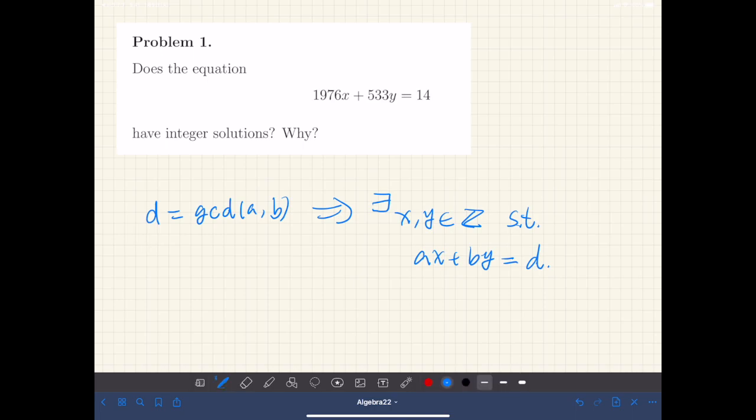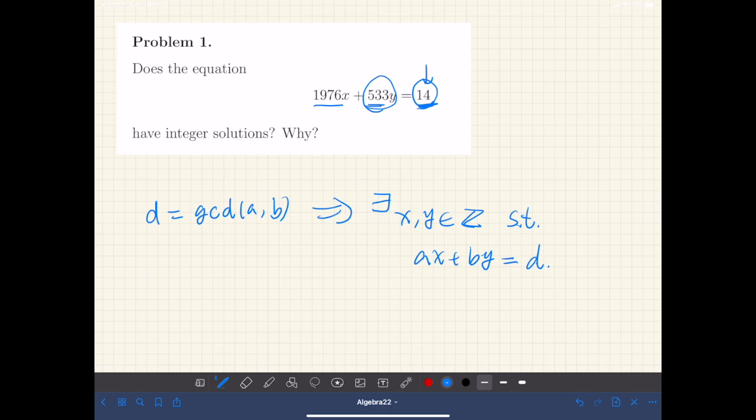In this case, 14 should be the greatest common divisor of 1976 and 533. However, that's not the case. 14 is an even number, but 533 is obviously an odd number, so 14 cannot divide this number. So we cannot use this theorem directly.